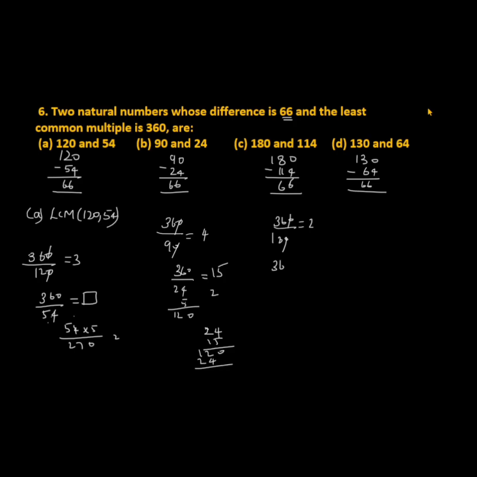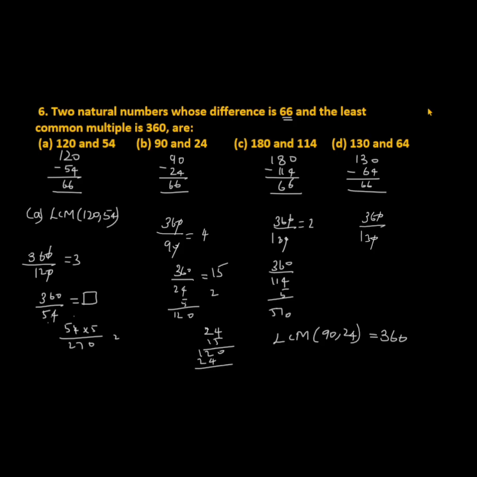And 360 divided by 114, definitely we cannot get it 5 times when we are checking 5, because the unit place is 0, so I am checking either with 5 or with 10. 20 remaining 2, 7, 5, 570. So we cannot get an exact divisor there. Now 360 divided by 130, we cannot get the exact number. So 13 twos are 26, 13 threes are 39. So here itself we are not getting it. So the correct answer option: LCM of 90 and 24 is 360.